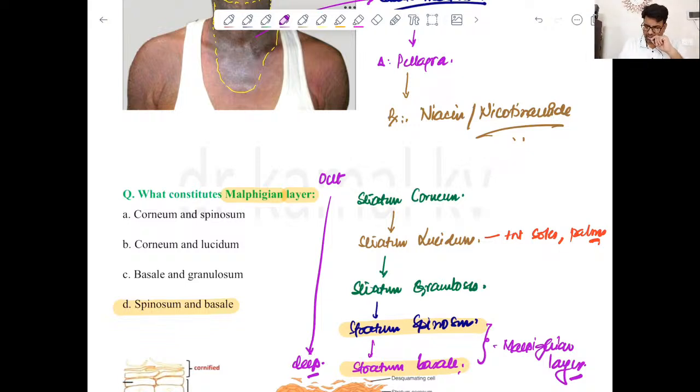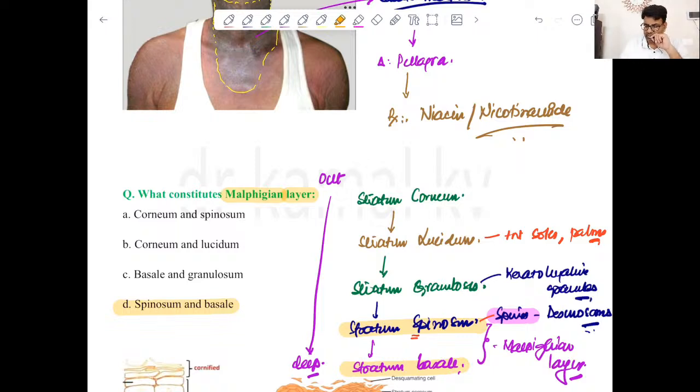Now, why is the word spinosum here? Because there are impressions of spines, and these are because of desmosomes. These desmosomes give a spinous appearance, and therefore this layer is known as stratum spinosum. In the layer superficial to it, that is granulosum, there are keratohyaline granules.